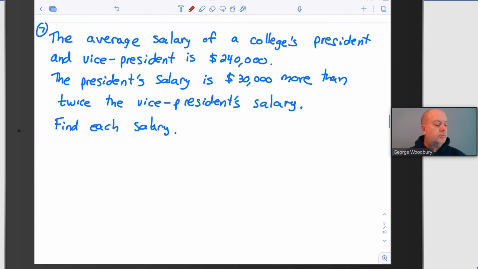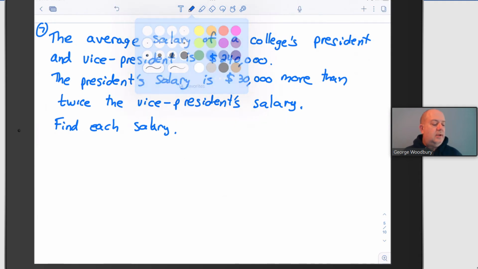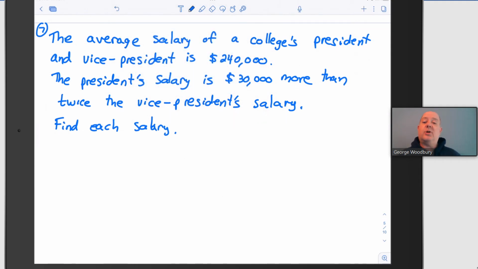Let's try one more problem. It says the average salary of a college's president and vice president is $240,000. That means if we add up their two salaries and divide by 2, that's going to equal $240,000. It says the president's salary is $30,000 more than twice the vice president's salary.